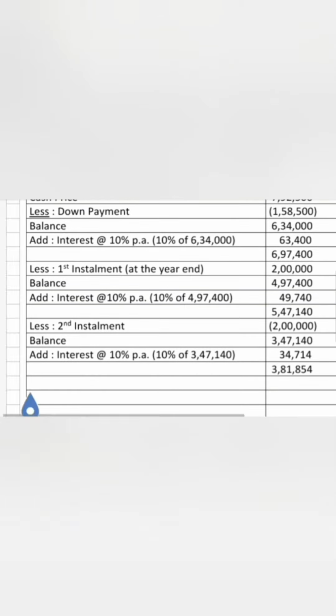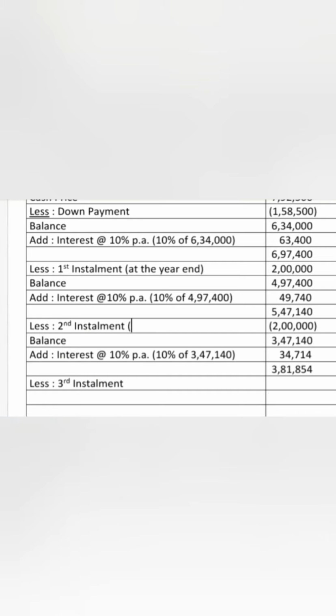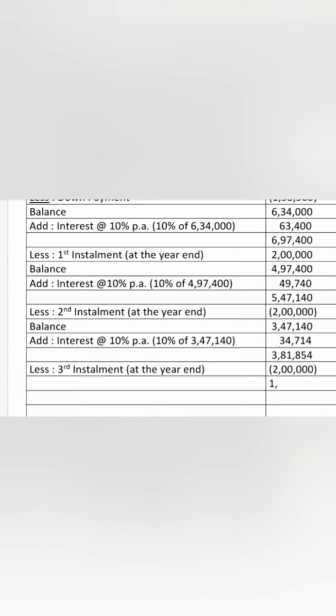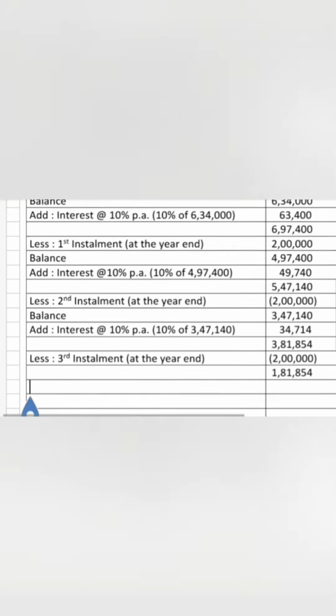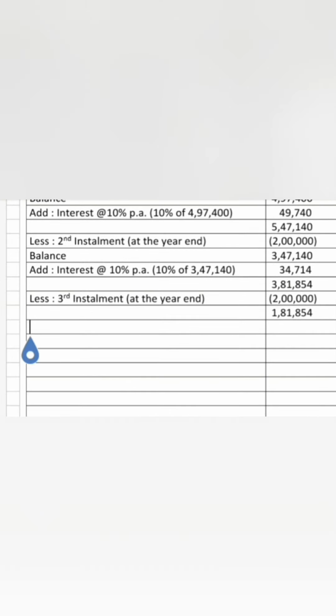Now this amount is to be paid at the end of the third year, but obviously we are going to make payment of 2 lakhs. So less third installment rupees 2 lakhs. So from 3,81,854 we are going to pay only rupees 2 lakhs. So less 2 lakhs. Okay, third installment will be paid at the year end, rupees 2 lakhs. By subtracting we will get 1,81,854, and this is the balance amount after payment of installment.